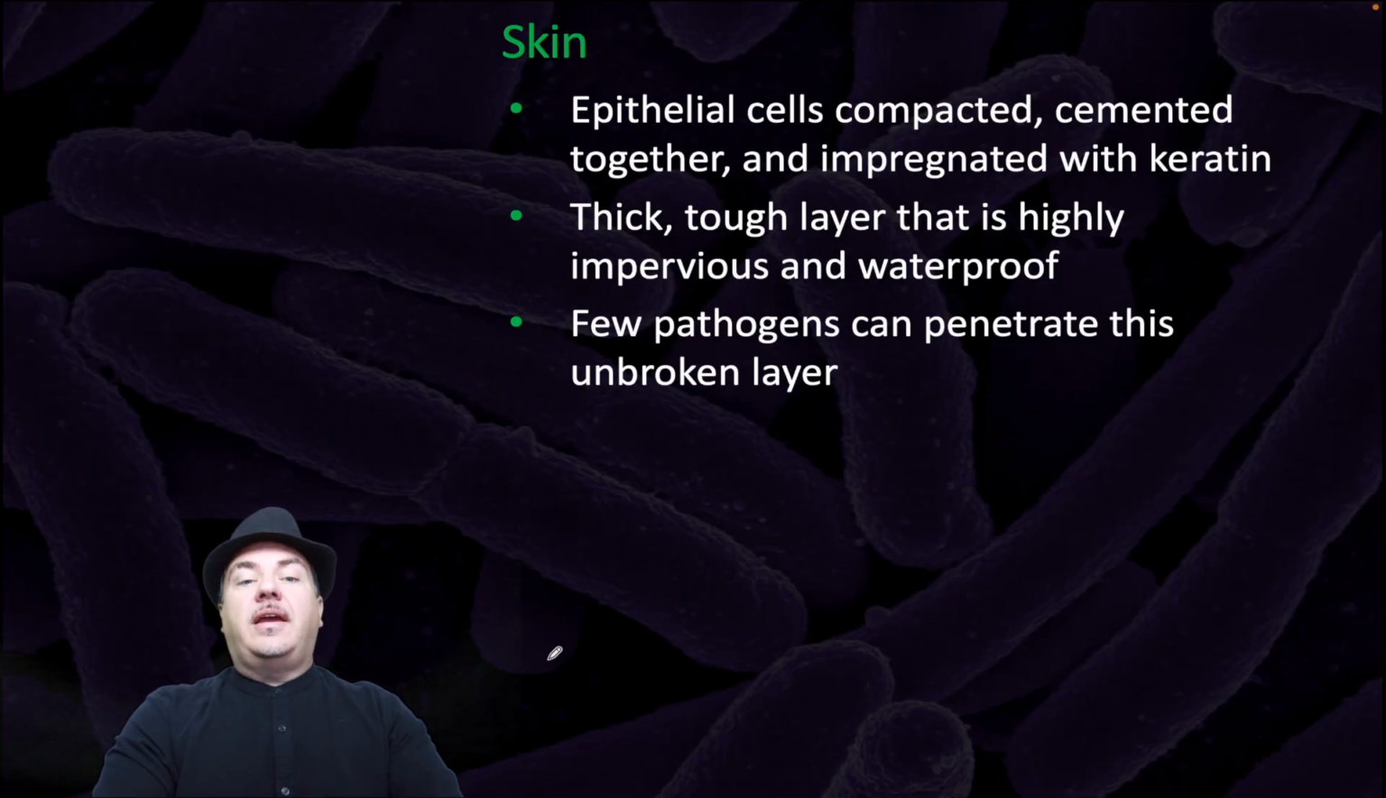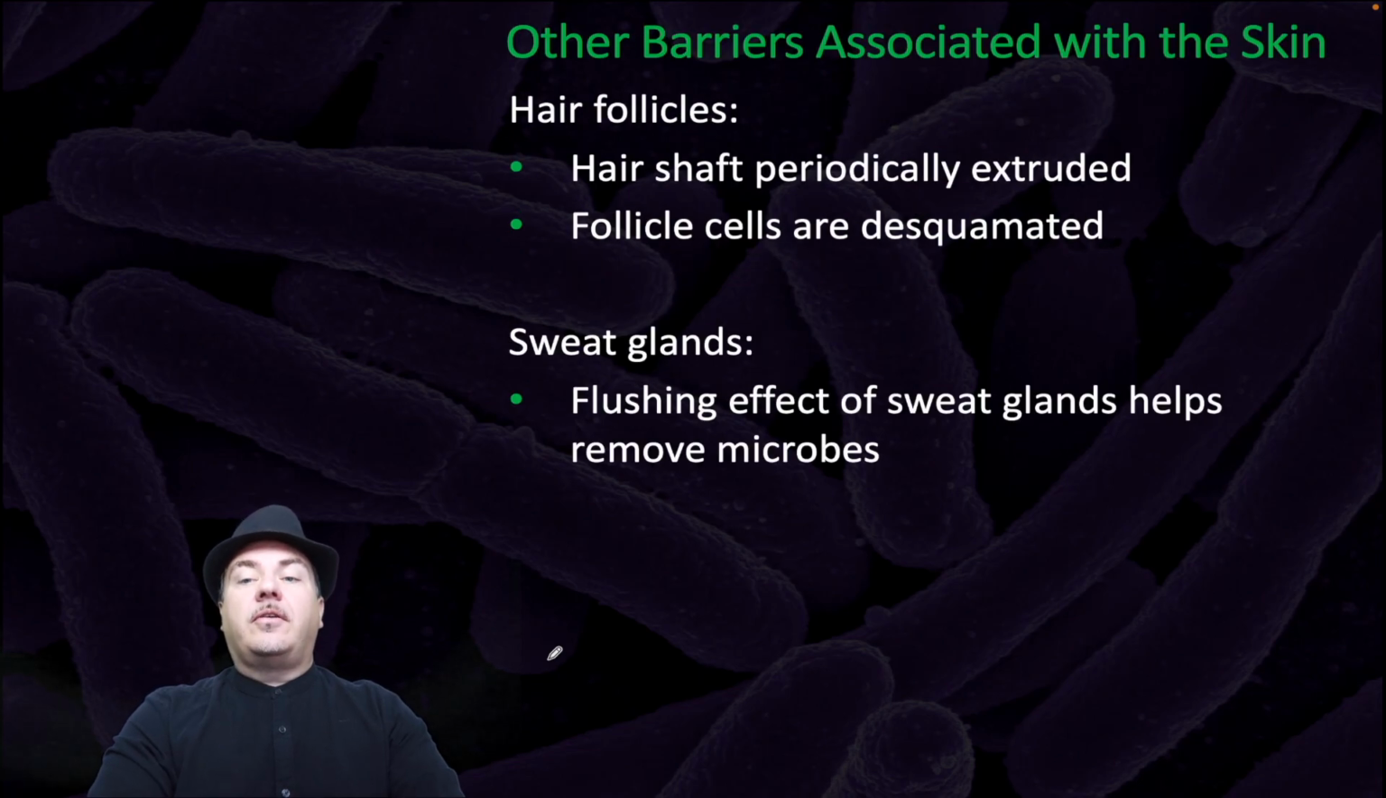Our skin contains epithelial cells compacted and cemented together and impregnated with keratin. This forms a thick, tough layer that is highly impervious and waterproof. Few pathogens can penetrate this unbroken layer. Other barriers associated with the skin include hair follicles. The hair shaft is periodically extruded and follicle cells are desquamated. Also sweat glands. The flushing effect of sweat glands helps to remove microbes.